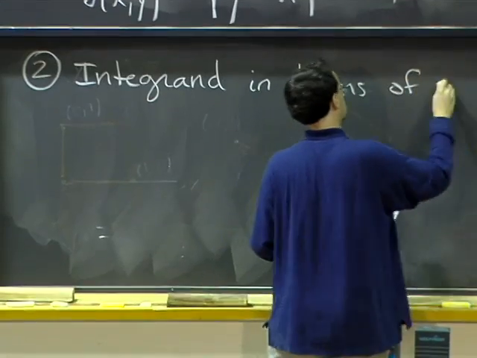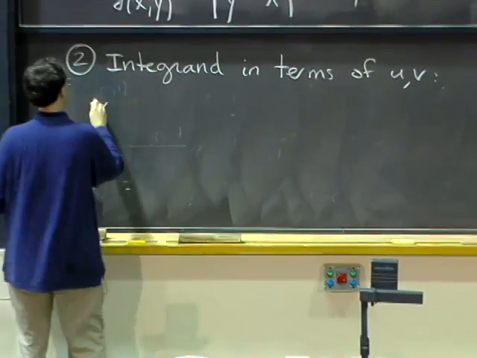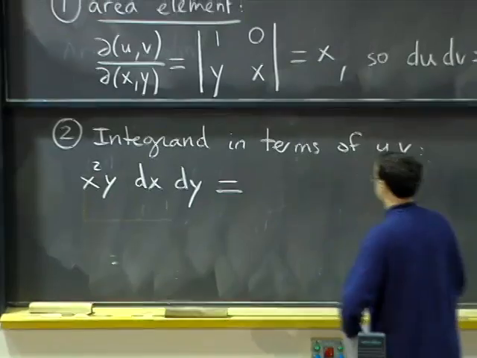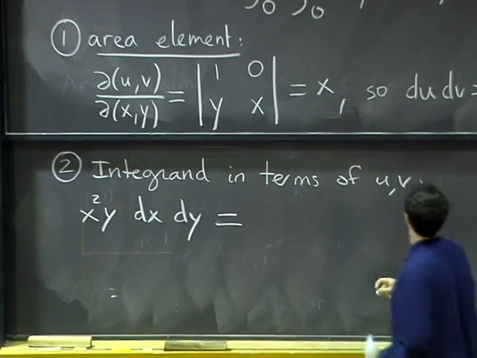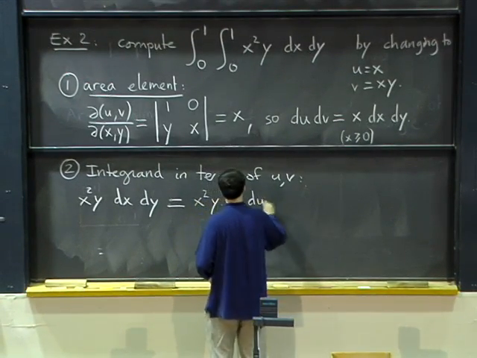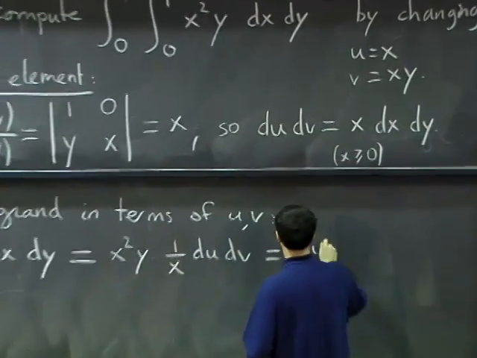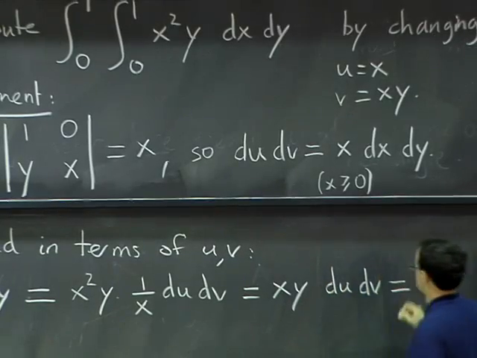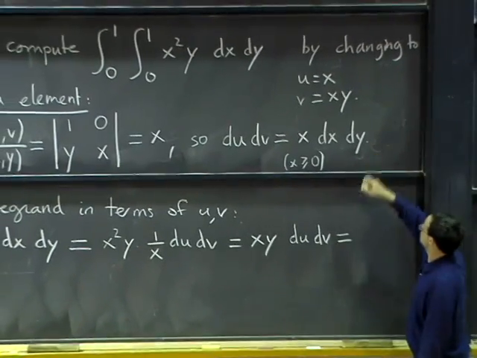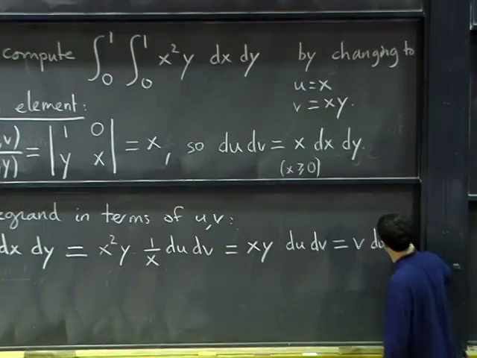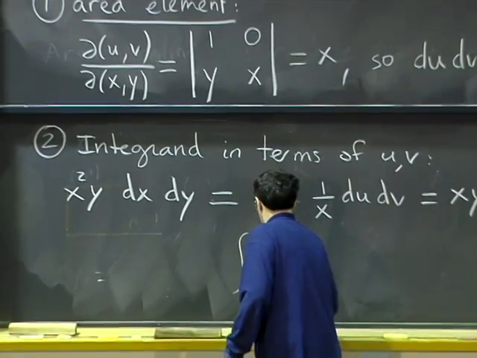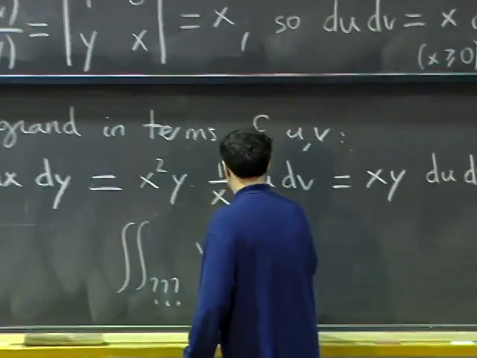Okay, so we were integrating x squared y dx dy. So let's first switch the dx dy. That becomes 1 over x du dv. So that's actually xy du dv. And what is xy in terms of u and v? Well, here at least we have a little bit of luck. xy is just v. So that's v du dv. So in fact, what we'll be computing is a double integral over some mysterious region of v du dv.